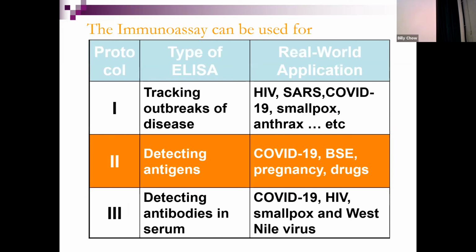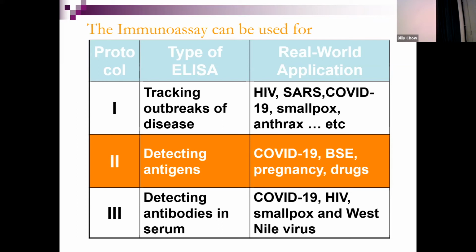So the immunoassay can be used for tracking outbreaks of disease, like HIV, SARS, COVID-19, smallpox, anthrax. All these outbreaks, you can actually use the ELISA assay to track them, okay? And basically, ELISA can either be used for the detection of antigen or detection of the antibodies in serum.